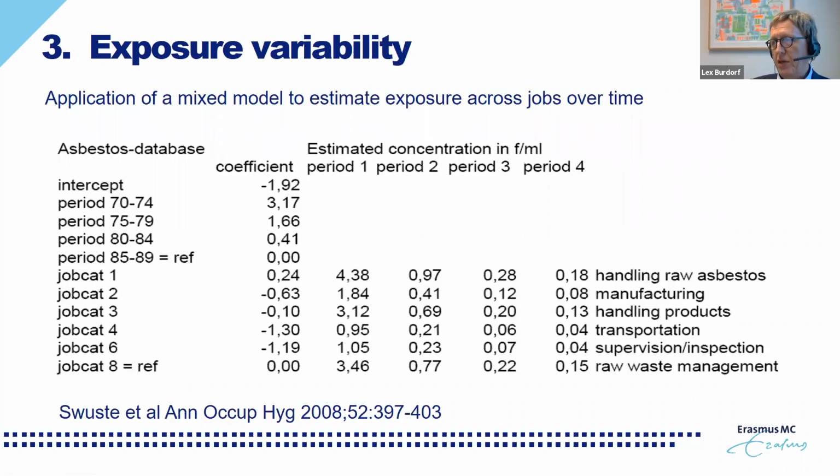And we use this linear mixed effects model over the whole data set to calculate the effect of the period and the effect of the job category. And now we can calculate for each of the accrued job categories the estimated exposure for that job category and a particular time period. So now we have a combination of time period and job category in one single model. And that's, of course, a very powerful exposure model.